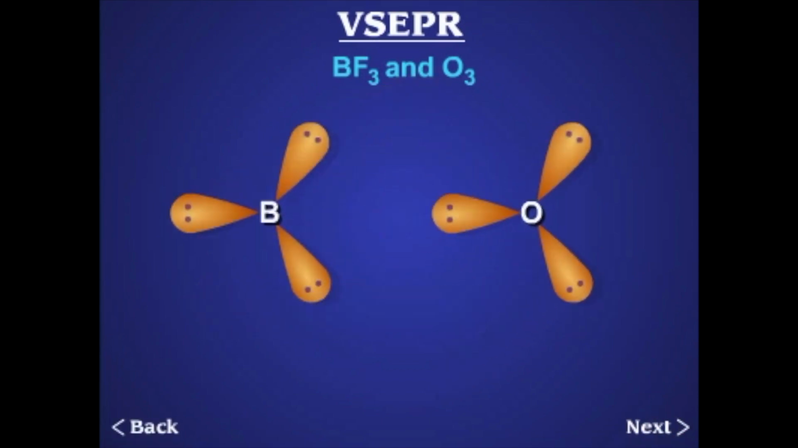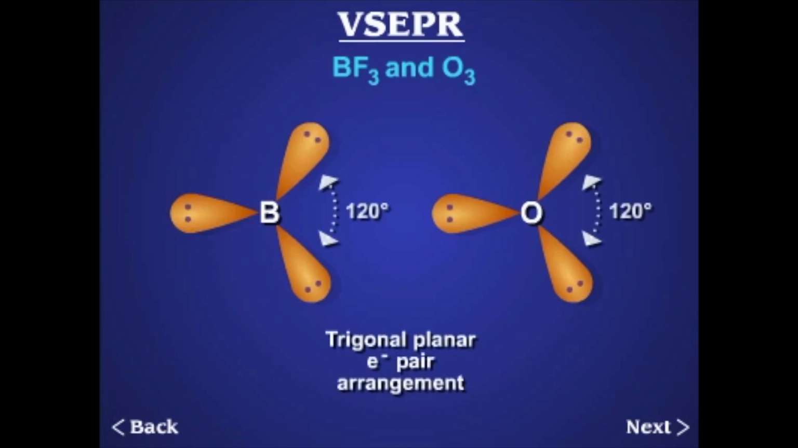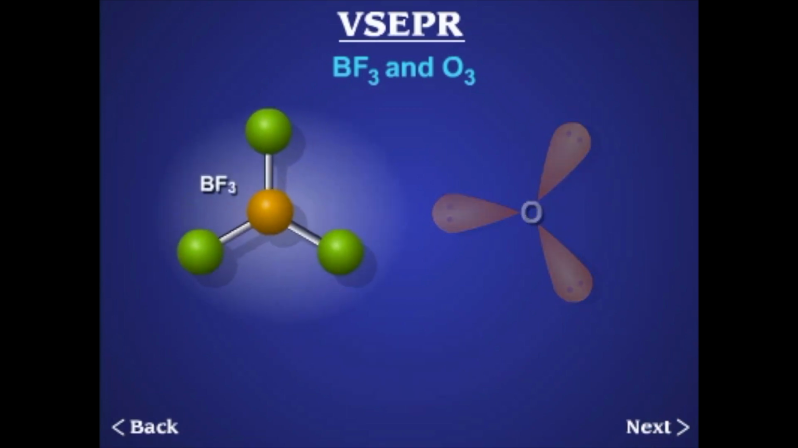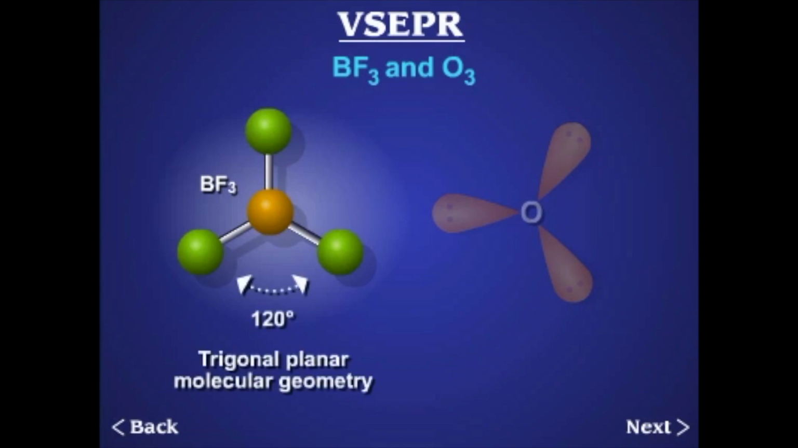The electron pair arrangement that minimizes repulsion for 3 pairs of electrons is trigonal planar. The angles between electron pairs are 120 degrees. The molecular geometry is the arrangement of the central atom and the atoms bonded directly to it. In BF3, all 3 electron pairs around boron are bonding pairs. The molecular geometry is trigonal planar with bond angles of 120 degrees. In molecules with no lone pairs around the central atom, like BF3, the electron pair arrangement and molecular geometry will be the same.